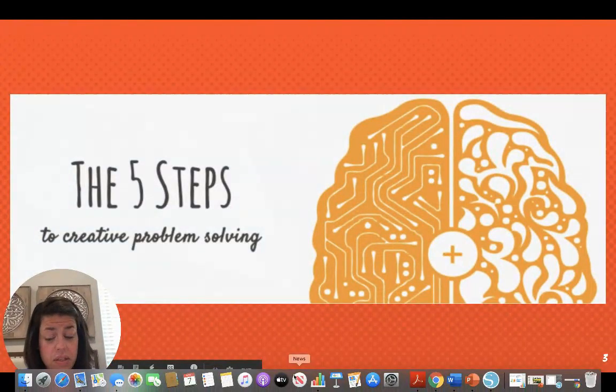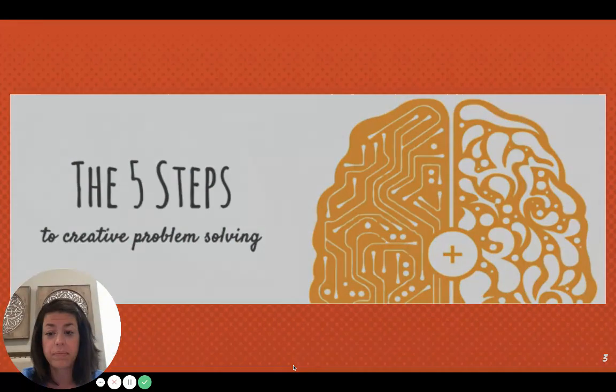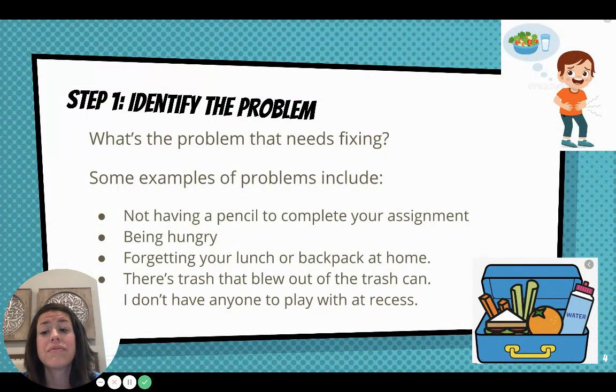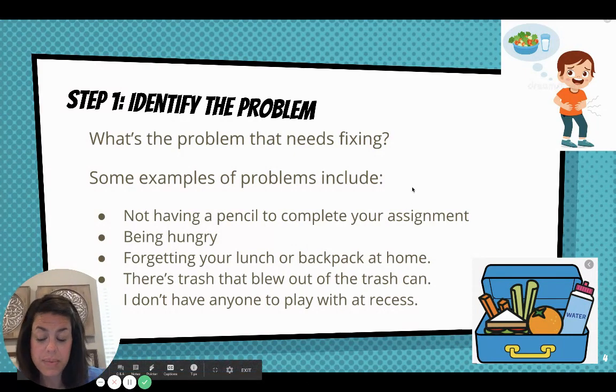There are 5 steps to help us work through problem solving. The first step is to figure out what the problem is. What is something that needs to be fixed? Do you not have a pencil to complete the assignment? Are you hungry? Did you forget your lunch or backpack at home? Is there trash that blew out of the trash can? I don't have someone to play with at recess. Just think about any problem that you could have and figure out, okay, how am I going to solve that problem? So the first step is identifying the problem.